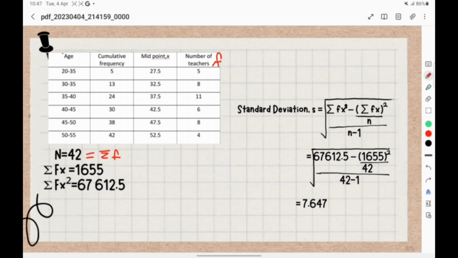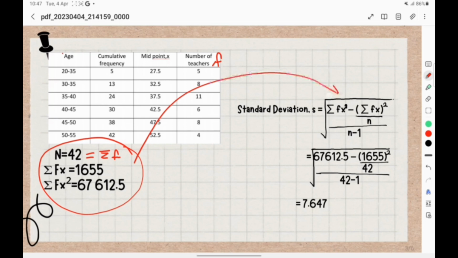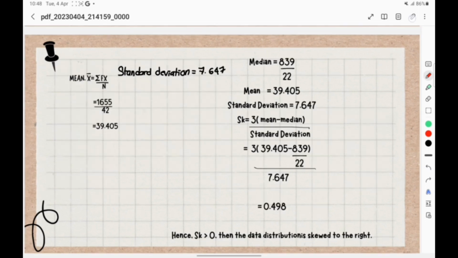By using the formula for standard deviation and substituting all these values into the equation, we got the standard deviation is 7.647.